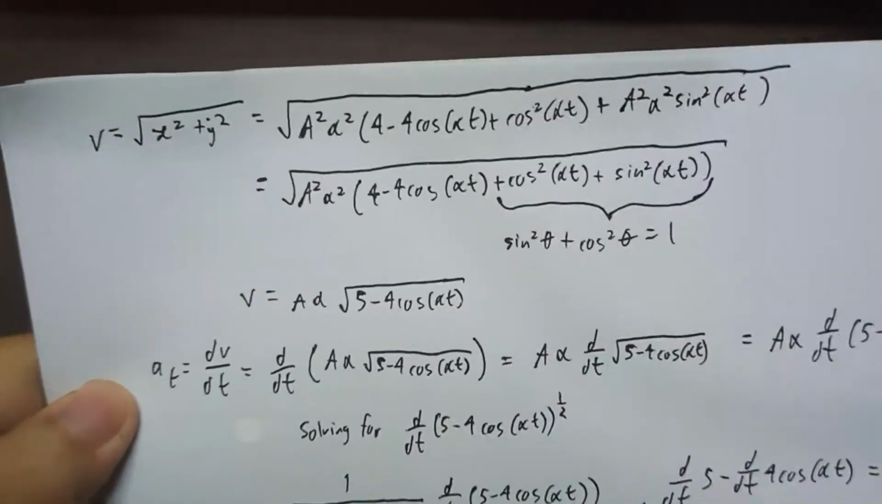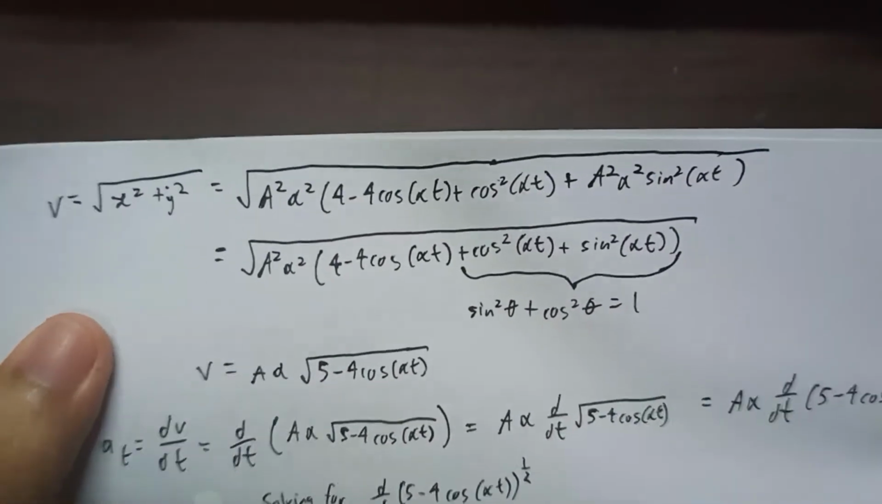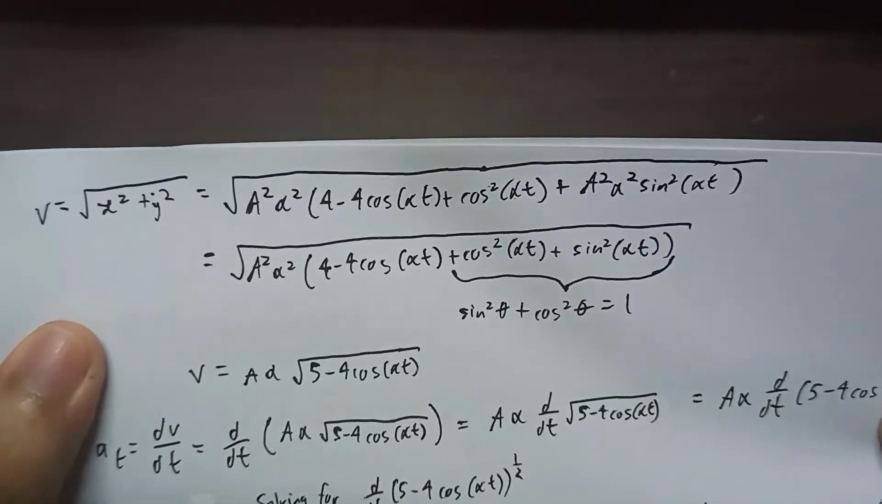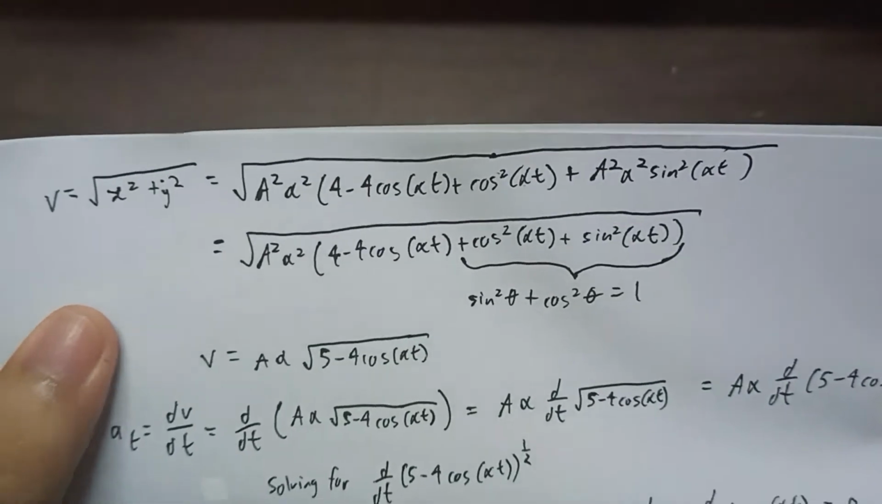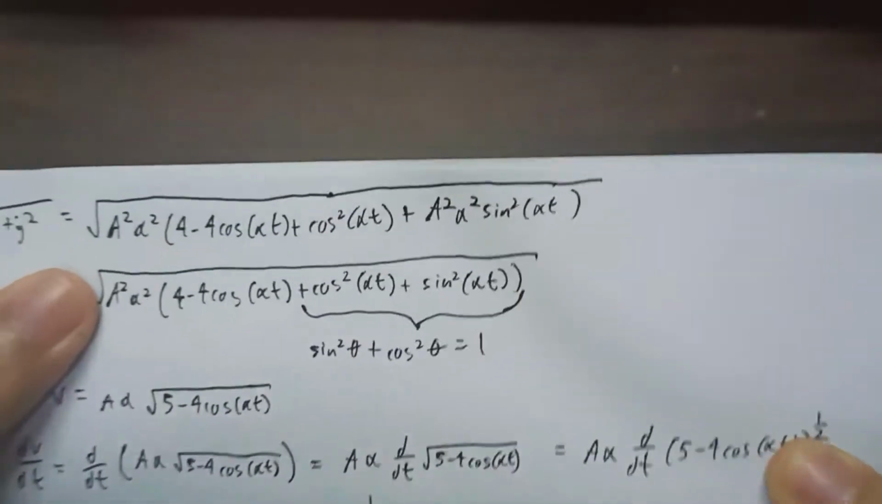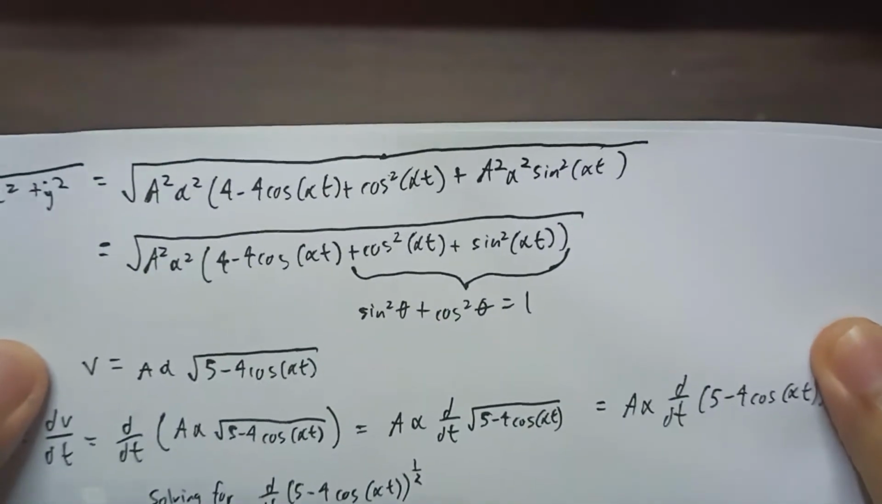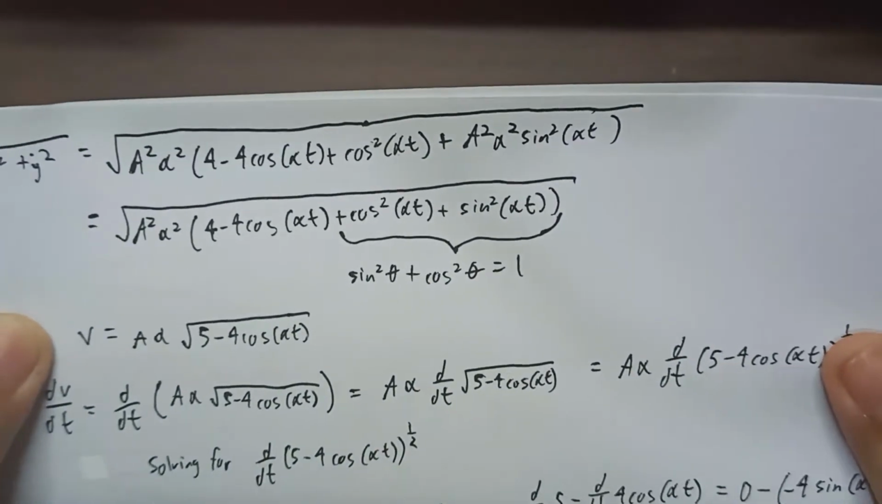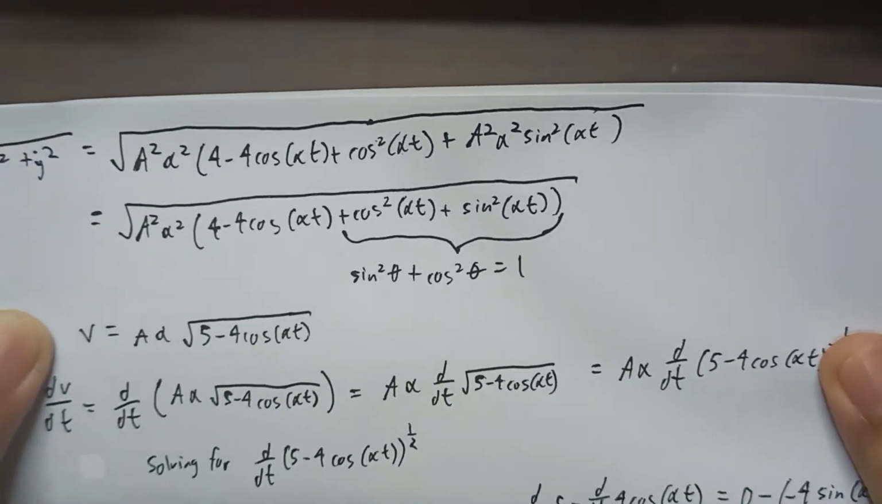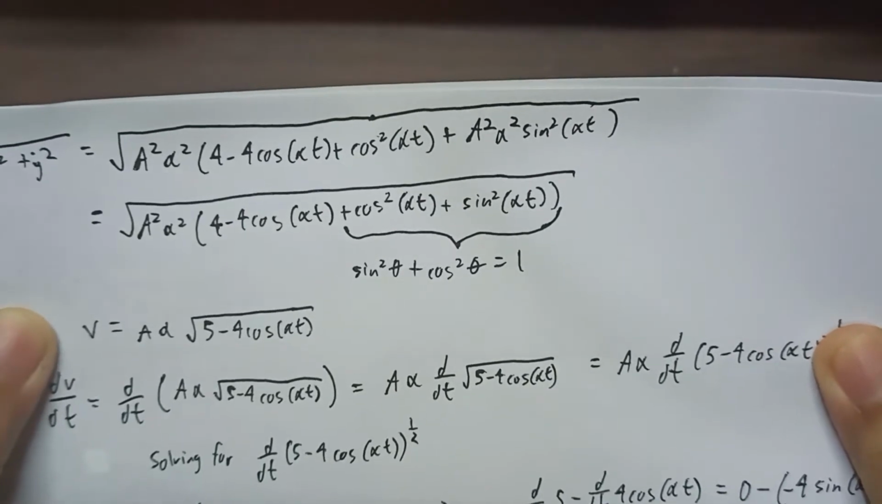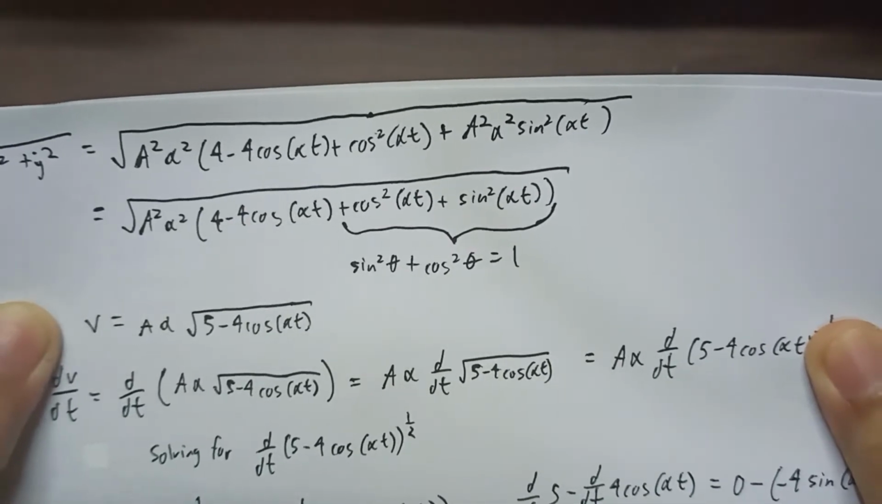Now, in getting the velocity, we must get the square root of the sum of the squares of the first derivatives of x and y, which gives us a squared alpha squared times 4 minus 4 cosine alpha t plus cosine squared of alpha t, plus a squared alpha squared sine squared of alpha t.